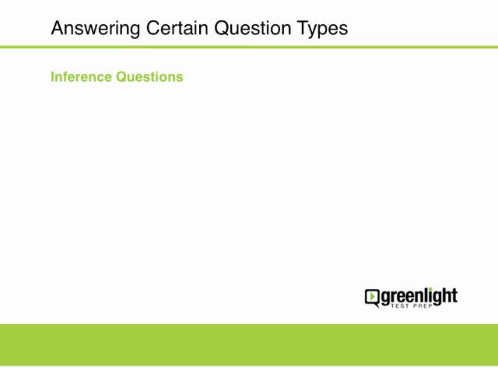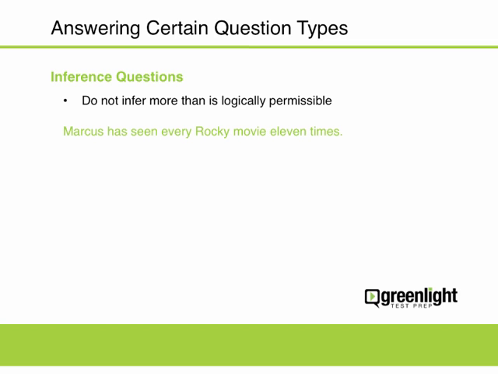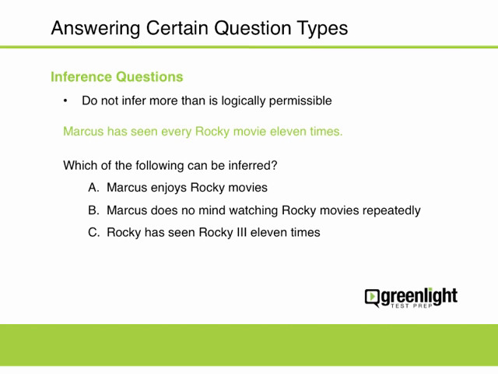Now, when answering inference questions, the most important point to remember is, do not infer more than is logically permissible. The biggest problem that students have with inference questions is that they inject their own personal assumptions and feelings into the passage. For example, let's say that a passage tells us Marcus has seen every Rocky movie 11 times. Based on this, which of the following can be inferred? Well, if we inject our own opinions into the given information, we may decide that all three can be inferred, when C is the only logical inference we can make.